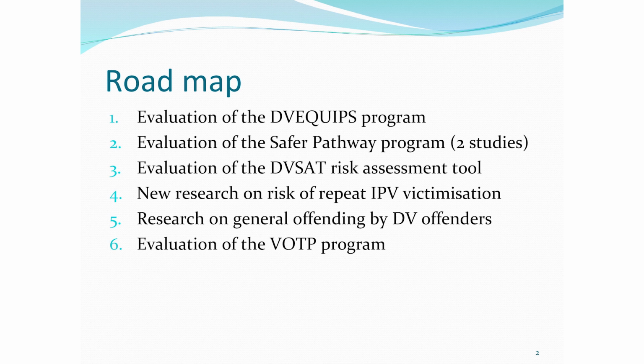Then I'm going to talk to you a little bit about some new research we've done on intimate partner re-victimisation, which flows straight out of the risk assessment tool. Then a little bit we've done on general offending by domestic violence offenders, just to see to what extent they really do specialise or don't specialise in domestic violence. And finally, I'm going to talk about a corrections program called the Violence Offender Treatment Program, because I think it tells us something about the direction in which we might head in future for domestic violence.